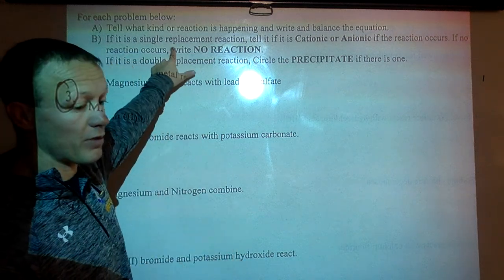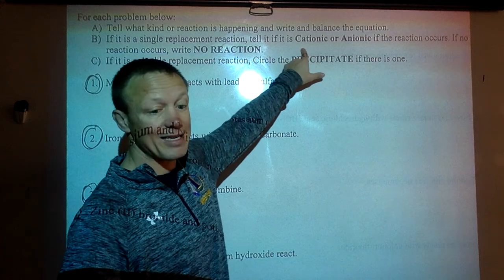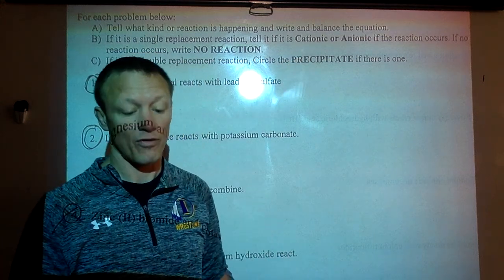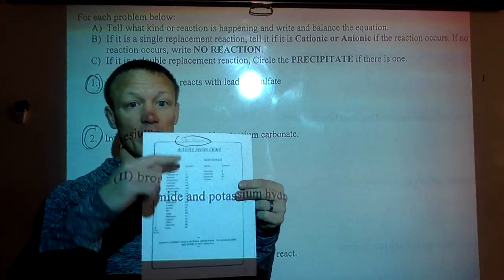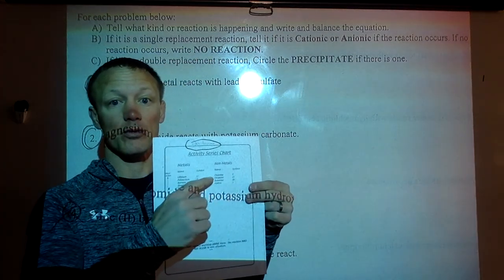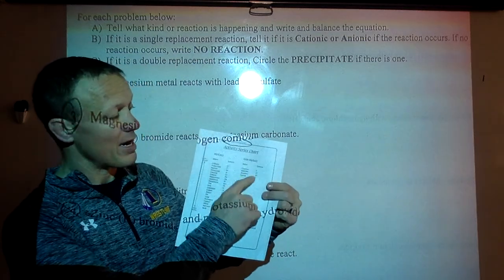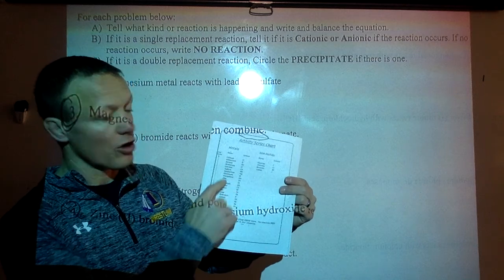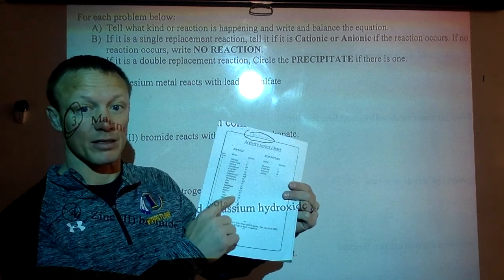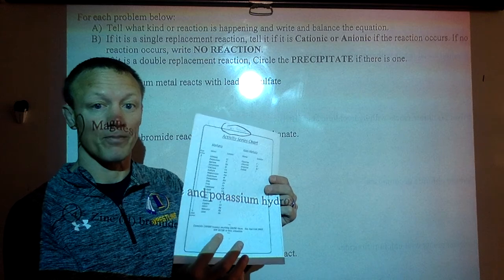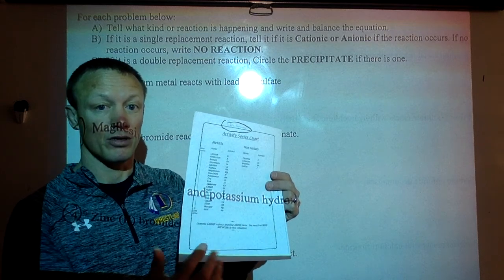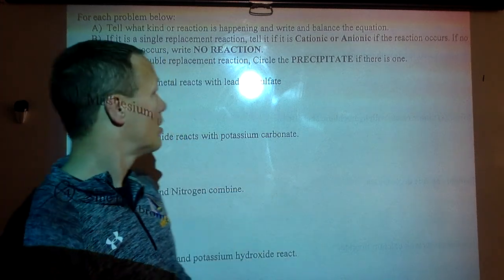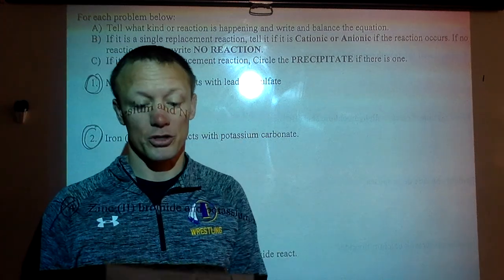If it is a single replacement, tell if it's cationic, which means it's a positive replacing a positive, or anionic, or if the reaction occurs. So for single replacements, you're going to look at this activity series. These ones right here are the anionic. That'd be a negative replacing a negative. These are cationic, a positive replacing a positive. Okay, again, the bottom tells you elements cannot replace things above them. So the element by itself cannot replace things above it on this reaction. Otherwise, it's no reaction.